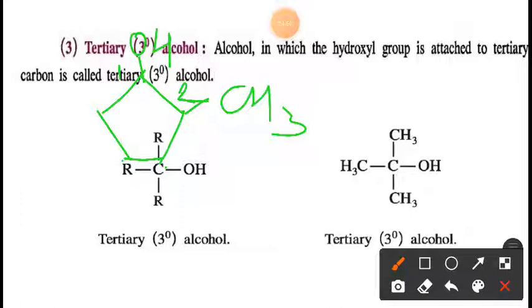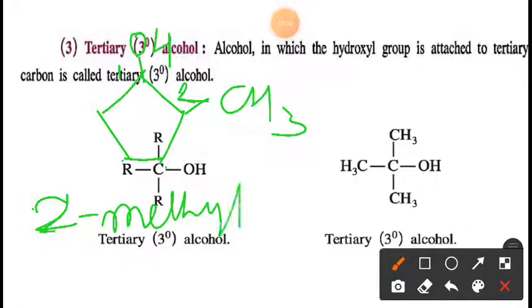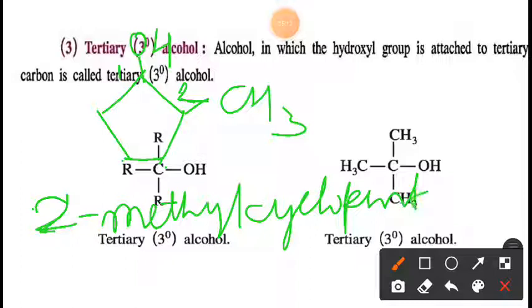We will write here 2-methyl, okay, cyclo, 5 carbons are there, right? So pentanol, or 1-ol, anything you can write, right? So I hope you have got some idea how to write this.